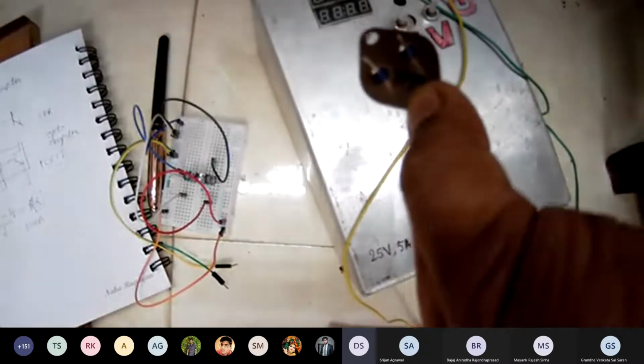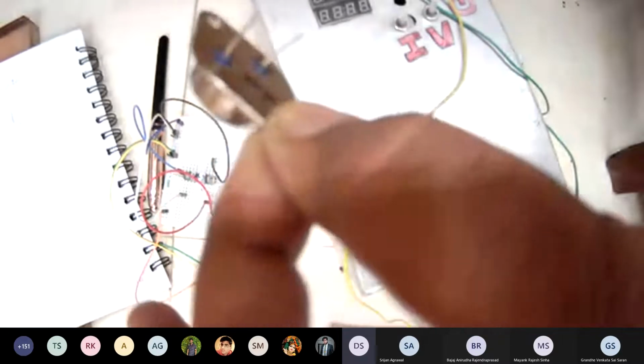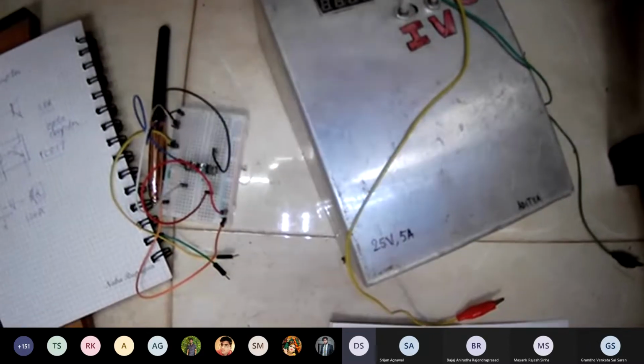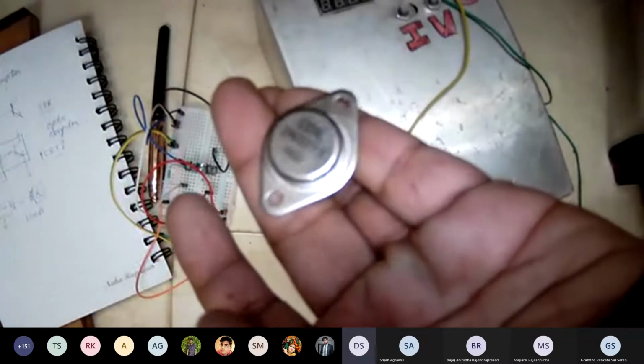Yes, sir, it's visible, but some of you may say it's out of focus. You will see that it has only two legs. You will say, okay, this has only two legs. But the third component is the body itself. So the body itself is the base pin.